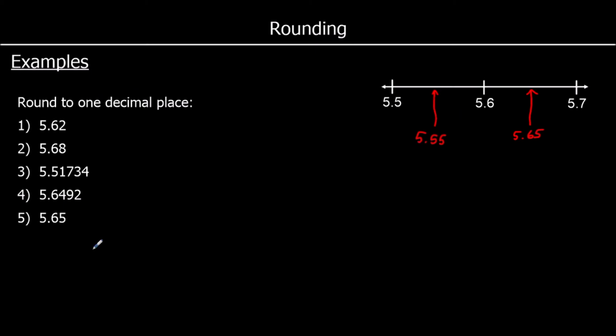The first one, 5.62. So where is 5.62 on this number line? So it's in between 5.6 and 5.65. So around there somewhere. So it's closest to 5.6. 5.68 is up here. So it's bigger than 5.65. So it's not going to round to 5.6. It's going to round to 5.7.